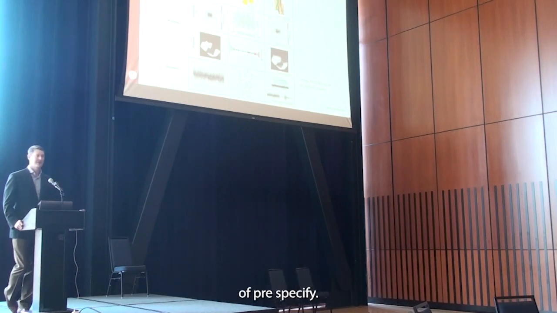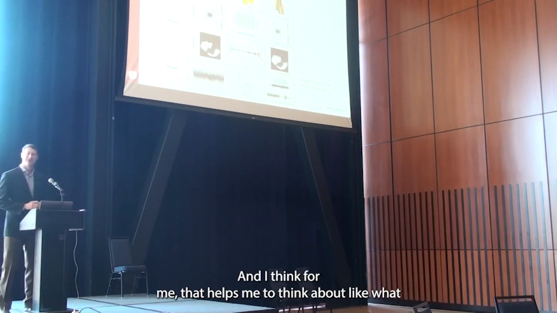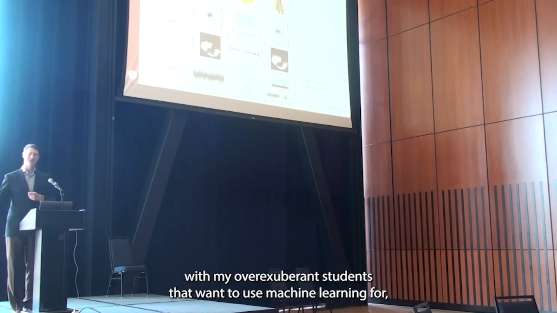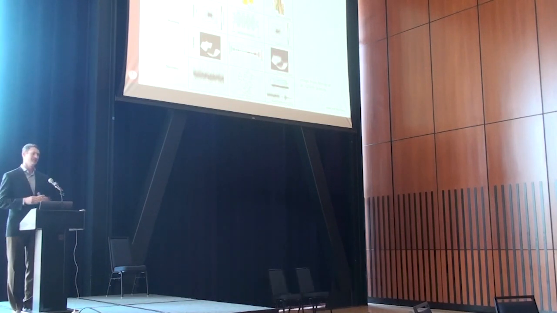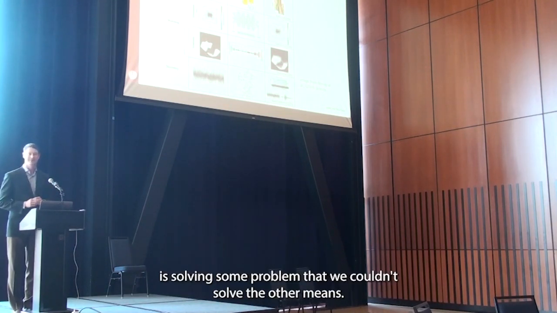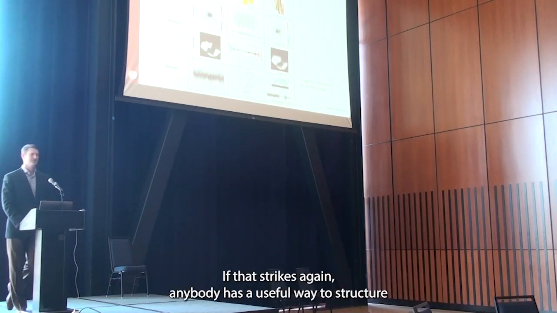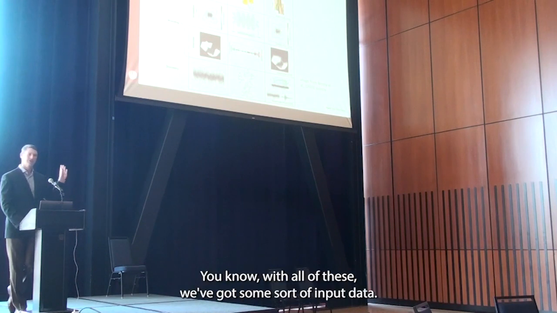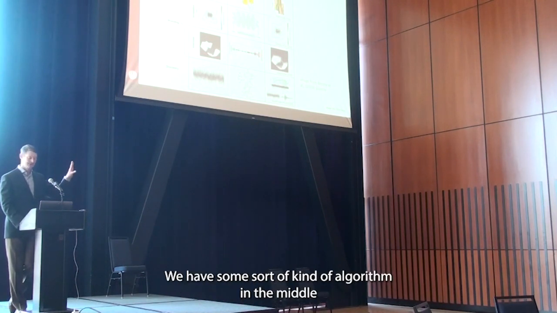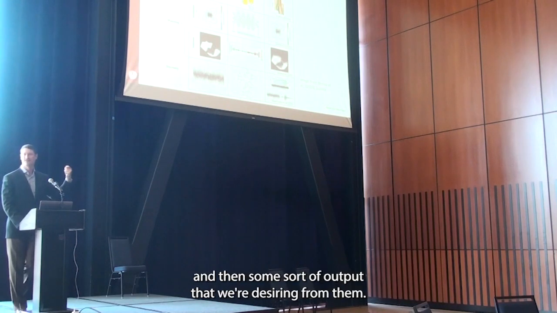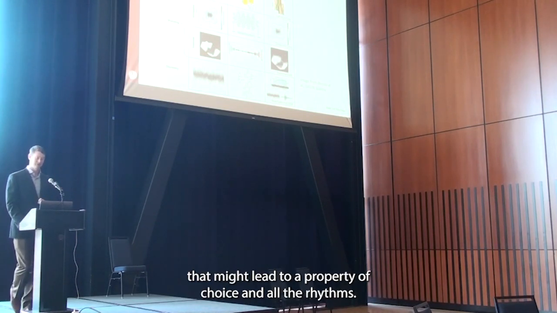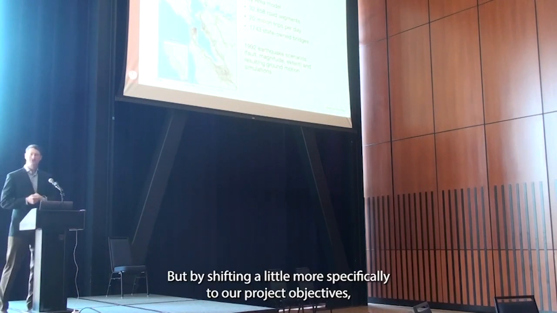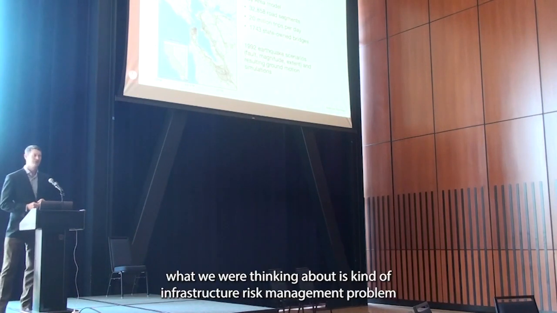So for me, that helps me think about why, and it sometimes helps with my over-exuberant students who want to use machine learning for lots of different applications, to ask: what is it where this tool is solving some problem that we couldn't solve by other means? If that strikes anybody as a useful way to structure their thinking, I hope that's helpful. With all of these, we've got some input data, some algorithm in the middle that's going to do these calculations, and then some output that we're desiring. If you can specify your columns and what row you're in, that might lead to appropriate choice of algorithms.